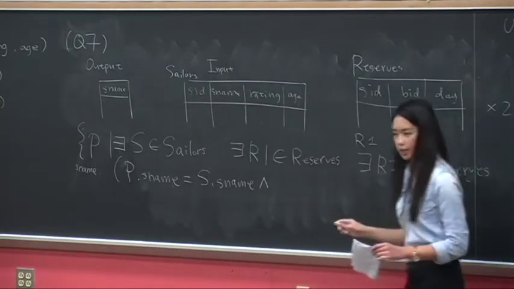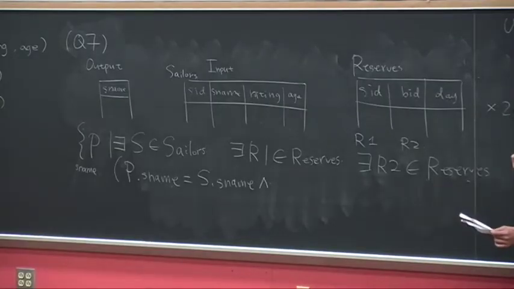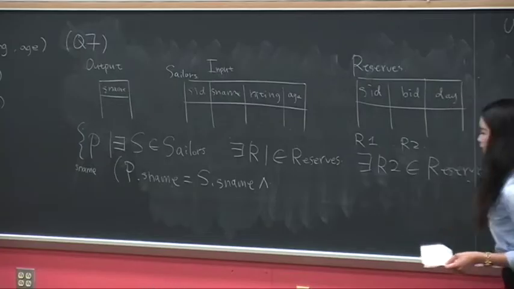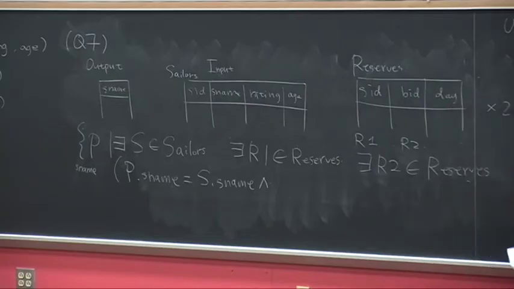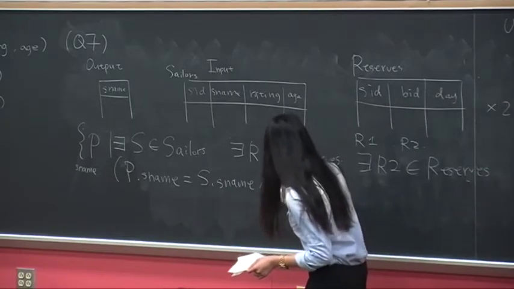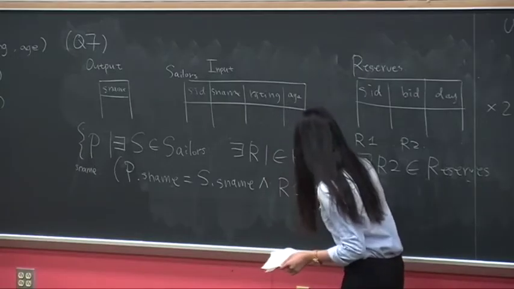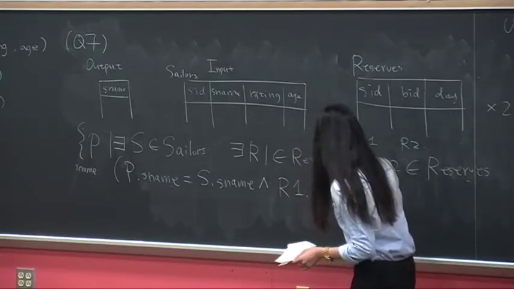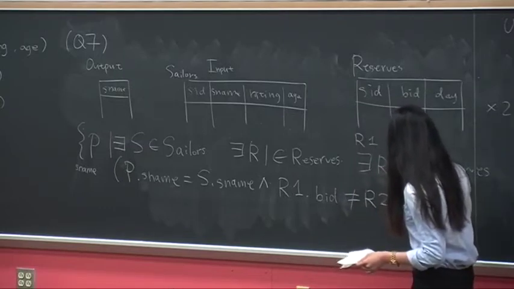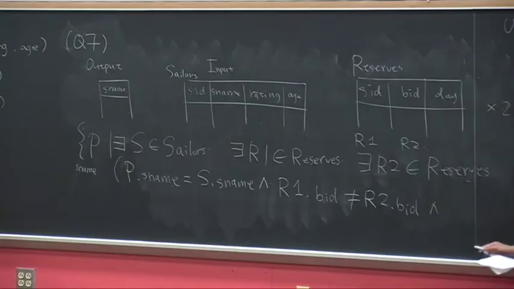Okay, and then we said the BID. What about it? BID is not equal to... Okay, so R1 BID should be different from R2 BID. That's the part we can take care of. It has at least 2 boats reserved, right? What else should we do?